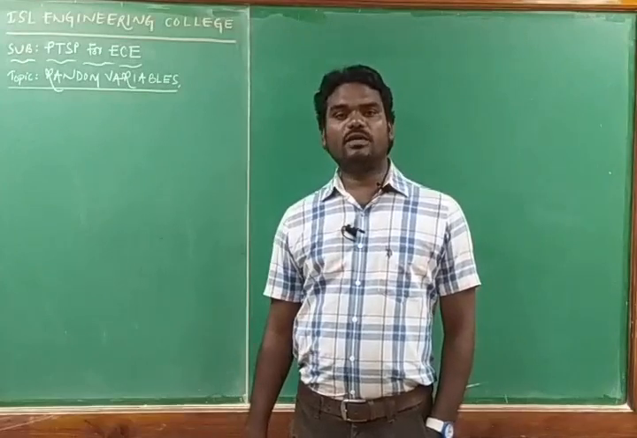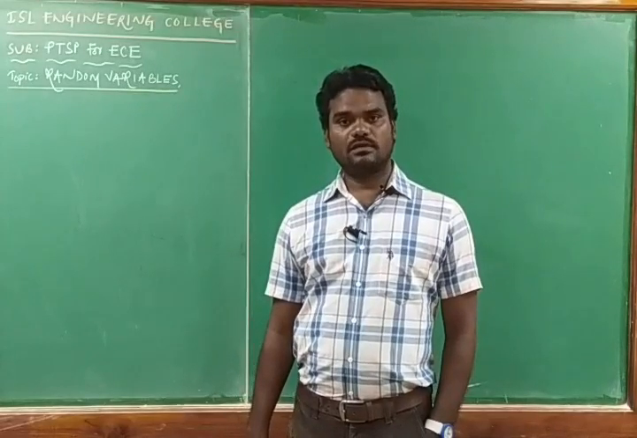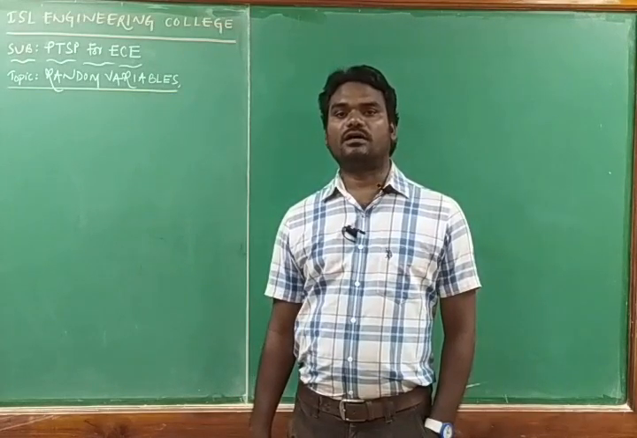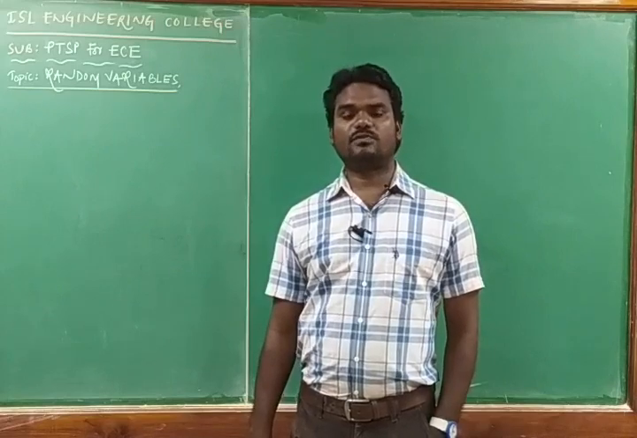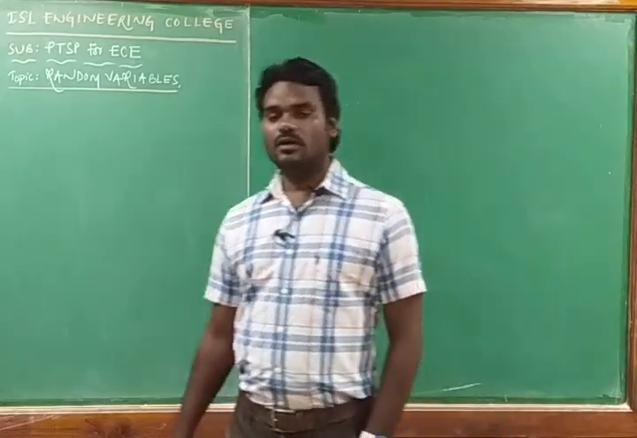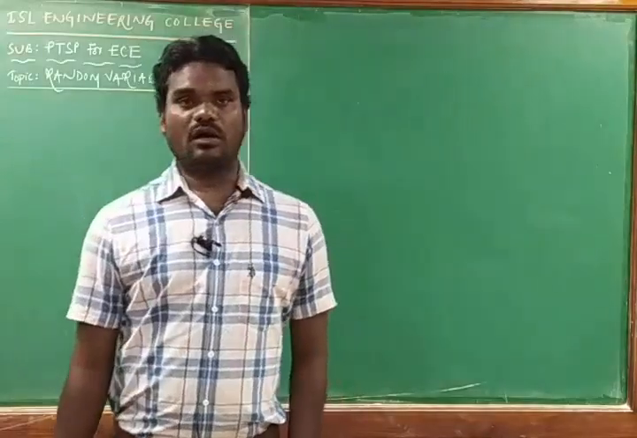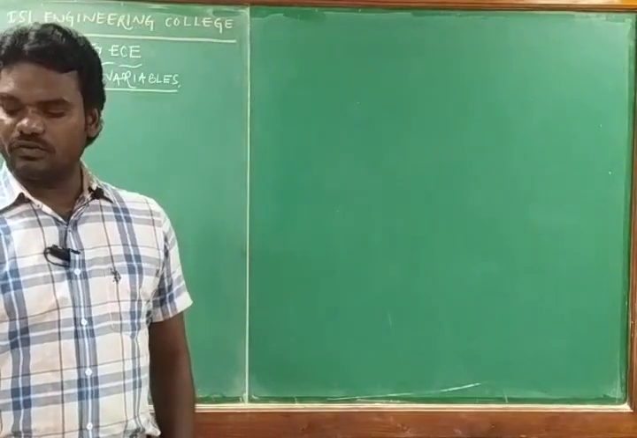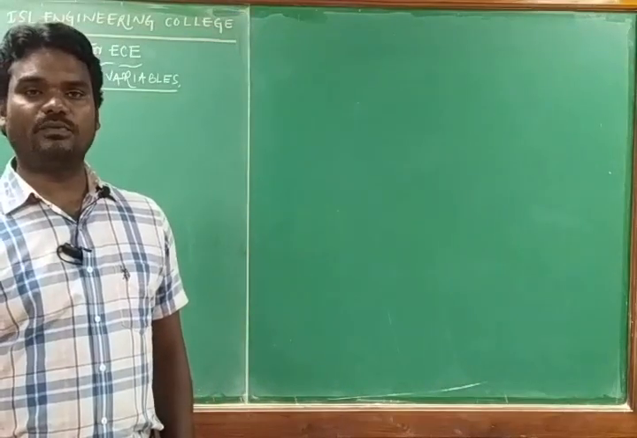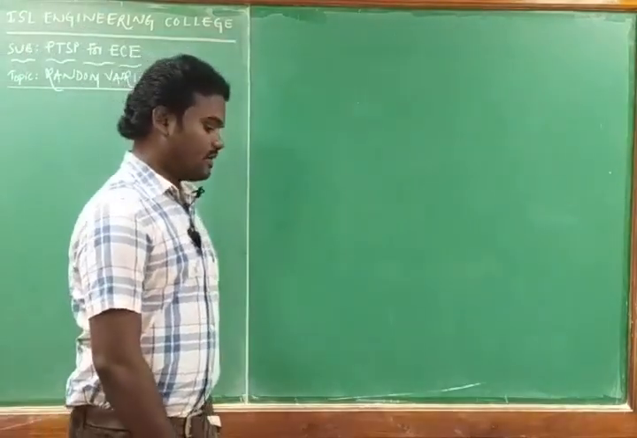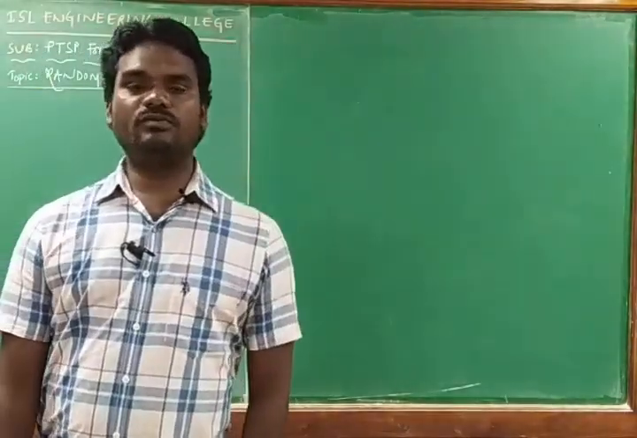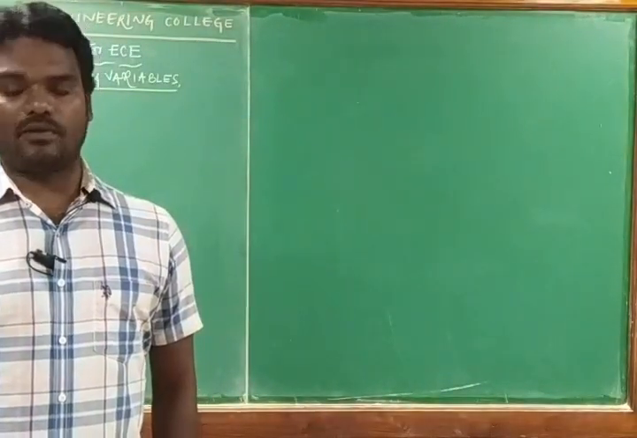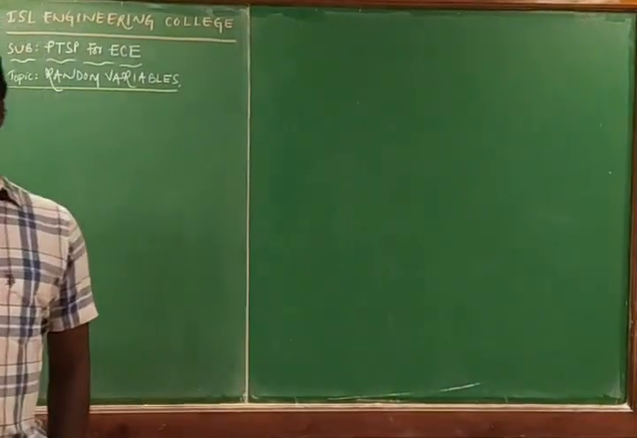A random variable is denoted with capital X, and the probability distribution function of the random variable is denoted with P of x, that is probability of x. That is nothing but the probability distribution of random variable x. Now we are going to solve the problems based on the random variable topic. I am going to read the problem, so everybody has to listen carefully. If you understand the problem, then only you can solve it.